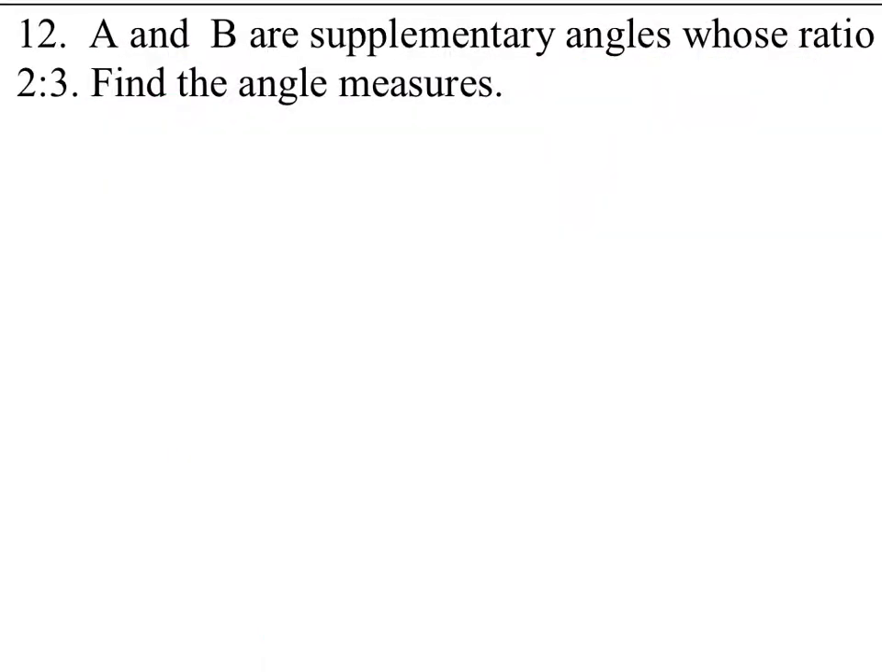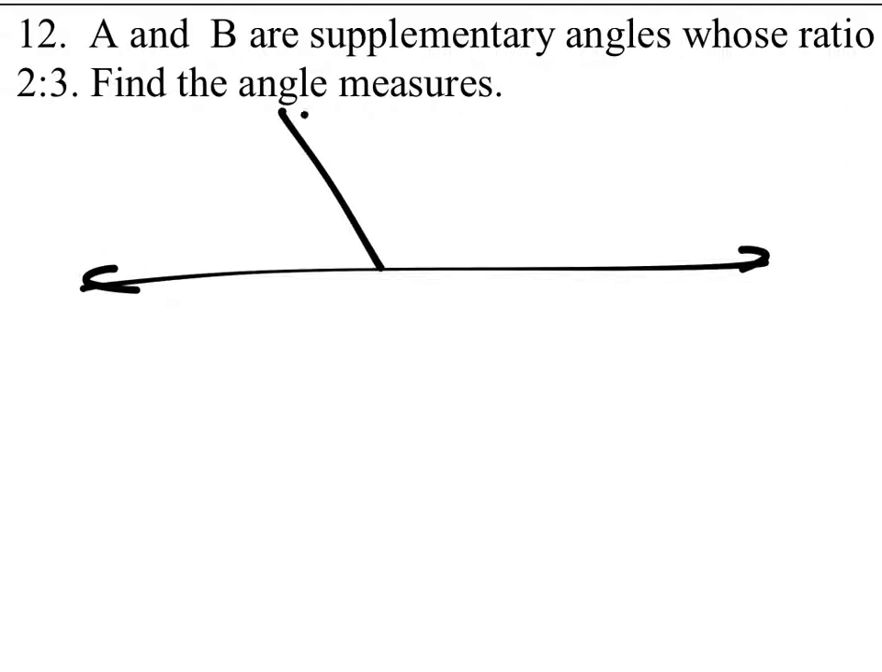A and B are supplementary angles whose ratio is 2 to 3. Find the angle measures. All right. Since they are supplementary, that means that the two angles would combine to give us a straight angle, and this is a 2 to 3 ratio, meaning that this angle would be 2 of something, and this angle right here would be 3 of the same thing. That gives us a ratio of 2 to 3.